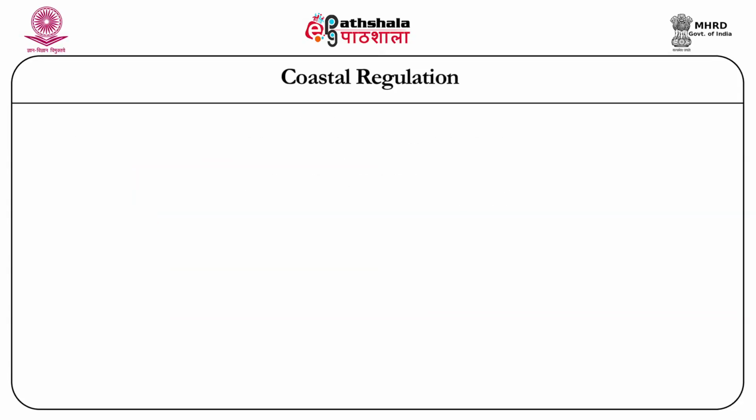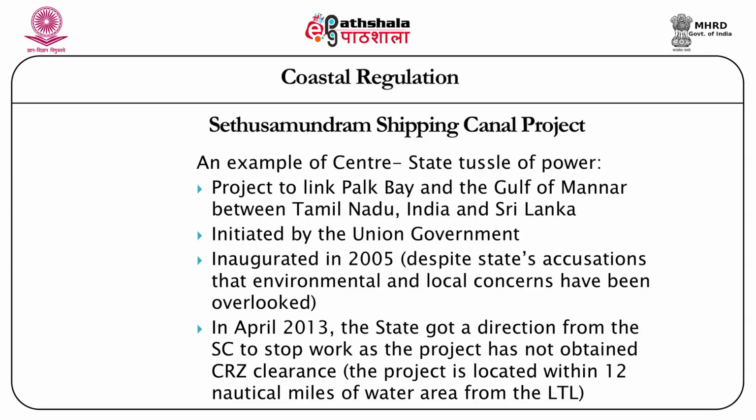The Setu Samudram Shipping Canal project to link Palk Bay and the Gulf of Mannar between Tamil Nadu, India and Sri Lanka was inaugurated by the central government in 2005. This was done despite the accusations from the state government that the project has subverted environment clearance and has overlooked the concerns of fishermen. Since part of the project was falling within 12 nautical miles of water area from the LTL, it required to be examined by the Tamil Nadu State Coastal Zone Management Authority.